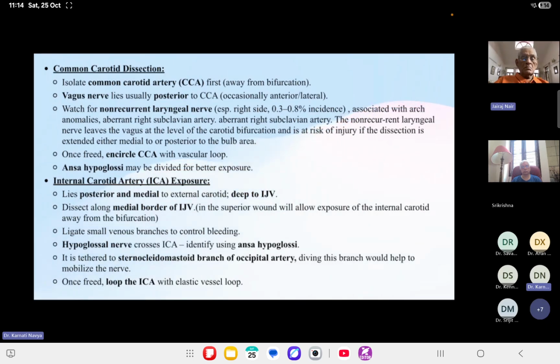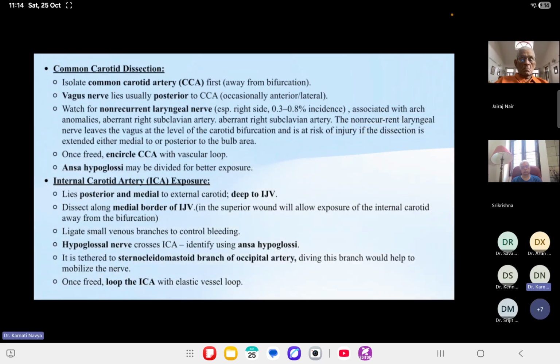Once freed, the common carotid artery is encircled with a vascular loop. The ansa hypoglossi, which is present on the anterior fibers of the carotid sheath, may be divided for better exposure. Next comes the internal carotid artery exposure. It lies posterior and medial to the external carotid artery and deep to the internal jugular vein. Dissect along the medial border of the IJV in the superior wound, which will allow exposure of the internal carotid artery away from the bifurcation.